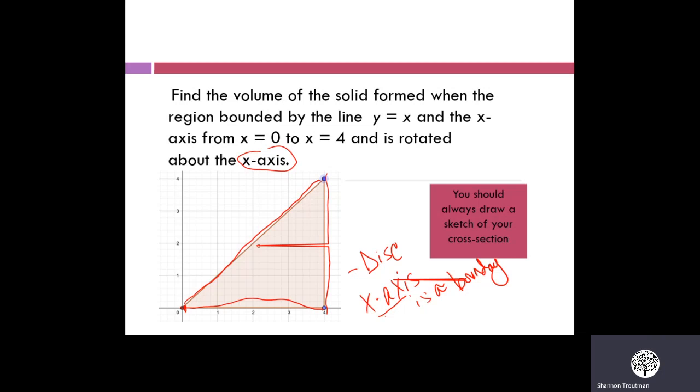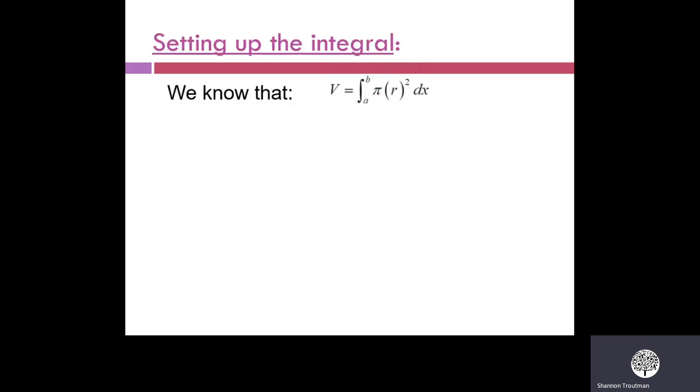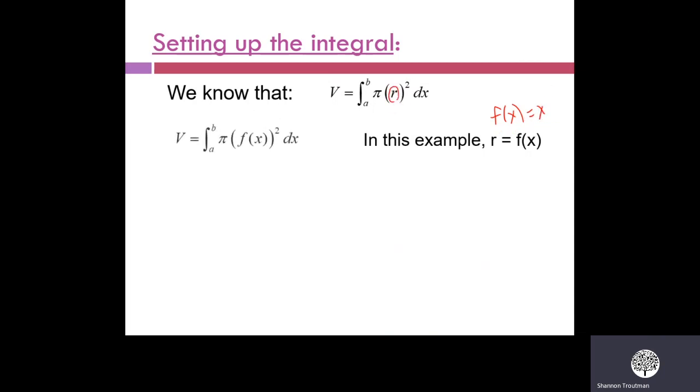All right, so that means we just have to put everything into the formula that I gave you. So we know that our basic formula is v equals the integral from a to b of pi times the radius squared. In this example, our radius is the exact function itself, and the function in this case, f of x, is just equal to x. So we're going to substitute x in for our radius.